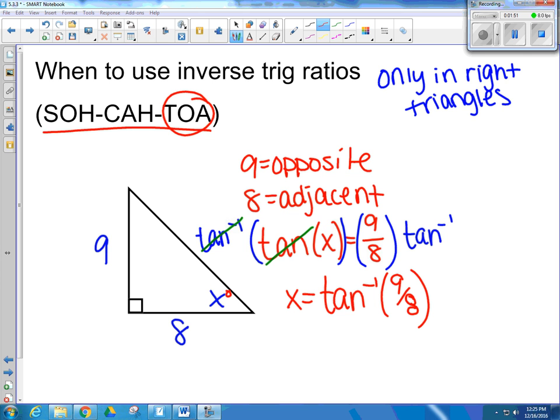Now, the inverse buttons are on your calculator, and they should be the same buttons as your sine, cosine, and tangent. You just have to click the second button first. You'll see it says sine -1, cosine -1, tangent -1. It's not actually -1. It's saying that's the inverse operation. So if I do tan inverse of 9 divided by 8, I get about, so x is about 48.37 degrees. So let's look at another example. You can always pause this and go back.